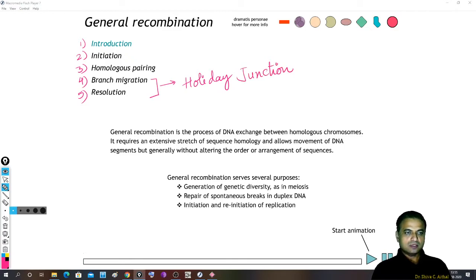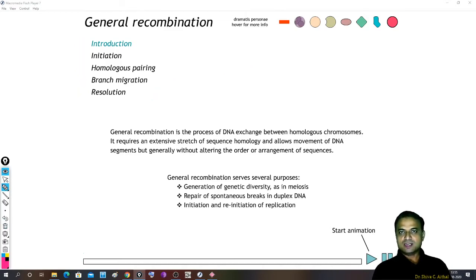So let us see what general recombination is and what the requirements are for general recombination to take place in prokaryotic or eukaryotic cells. Now, general recombination is a process of DNA exchange between homologous chromosomes. This particular terminology is very important. You have to understand the term homologous recombination.